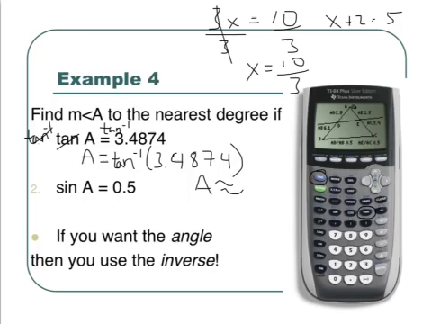So it says we want it to the nearest degree, so make sure we round correctly. So for A, I end up getting about 74 degrees. If you didn't get that, check and see how you plugged it in and see if you can get the right answer. So for sine of A, instead of the tangent inverse, since it's sine, we're going to do sine inverse. So we have A equals sine inverse of 0.5.